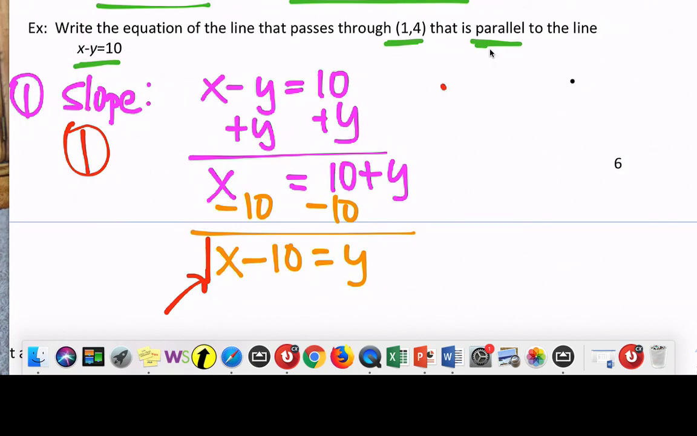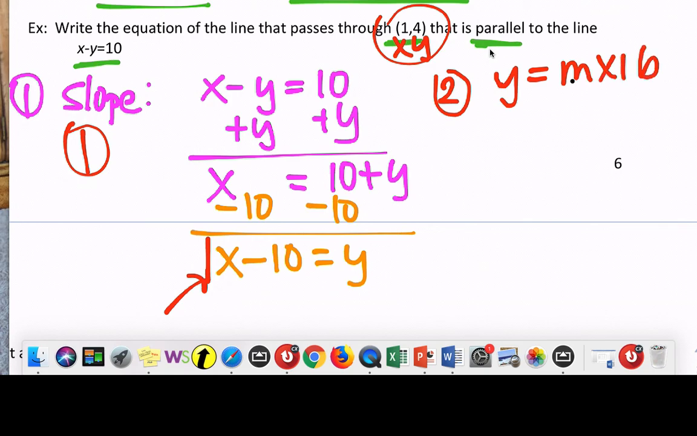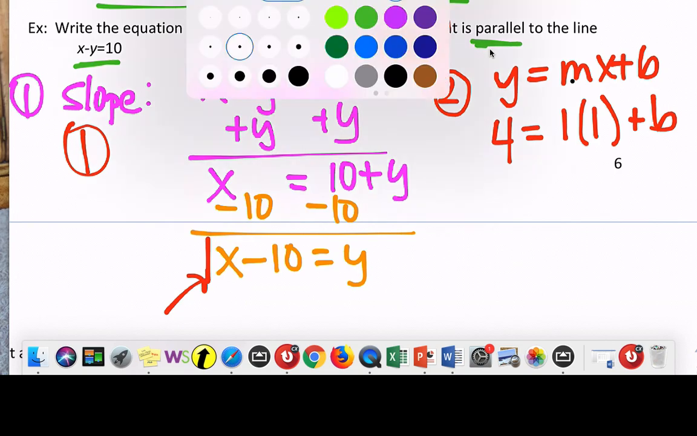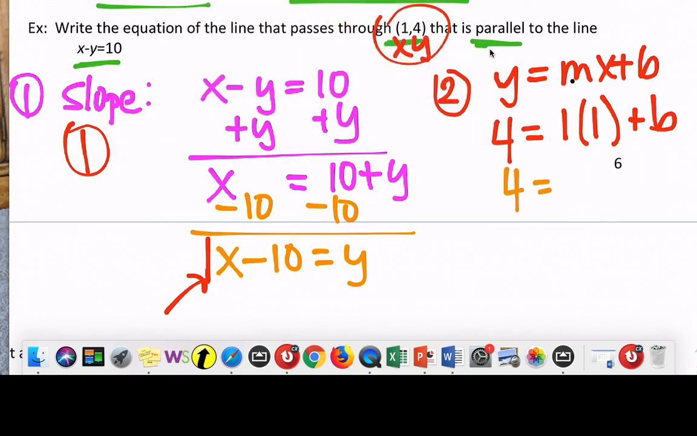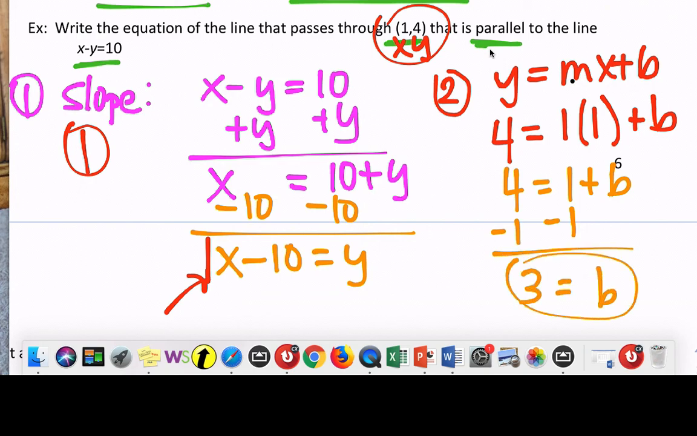Second step is we're going to plug in our point. I'll call this x and y, and we're going to plug in the slope and solve. So we have y equals mx plus b. I'm going to plug in 4 for my y value. The slope is 1, x is 1, plus b. And now we solve for b. So we have 4 equals 1 plus b. Subtract 1 from each side. B is 3.